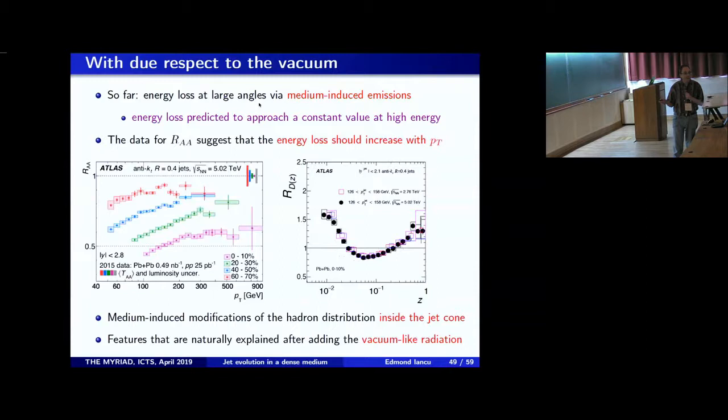Another aspect that we'd like to be able to explain is this funny shape of the fragmentation function, the ratio of the fragmentation function in lead-lead compared to proton-proton, where I have the same behavior at small x, and this suppression at intermediate values of x. Here z is the same as x, the energy fraction of the hadron in the jet. So all that refers to modification of the jet structure inside the cone. This is the distribution of the particles inside of the jet core, in this case for a jet with R equal to 0.4. So even inside the jet, there is a strong difference between a jet in lead-lead and a jet in pp, and this is reflected by this observable, the ratio of the fragmentation functions.